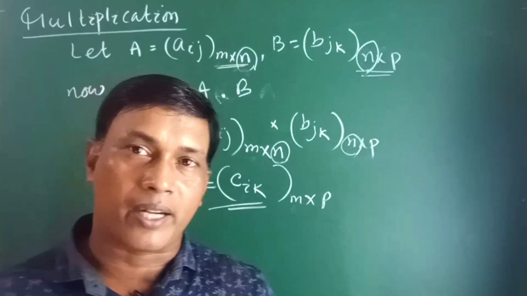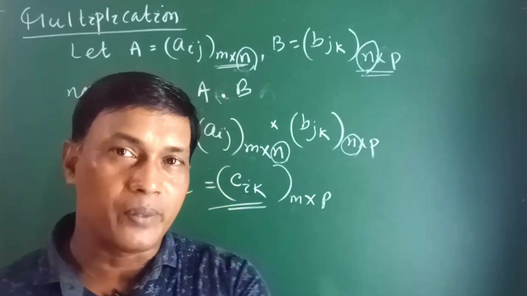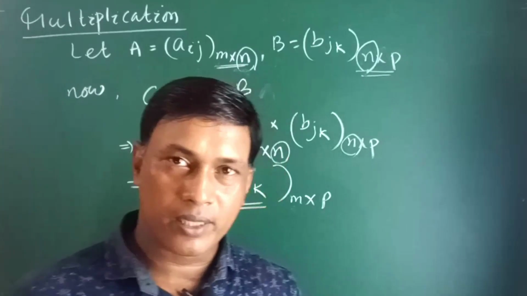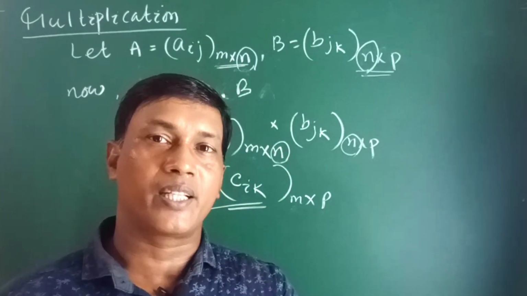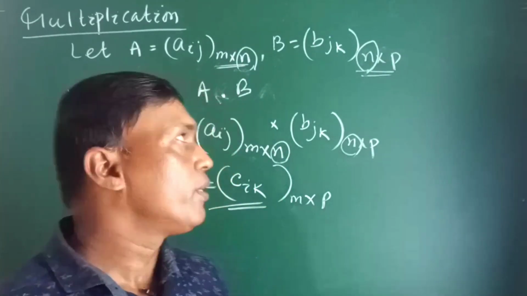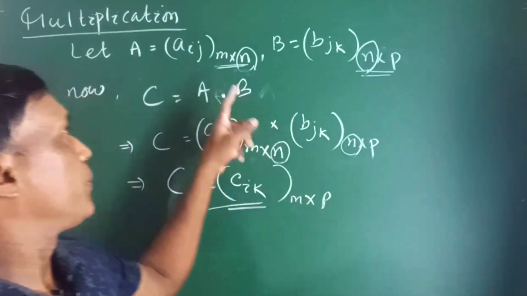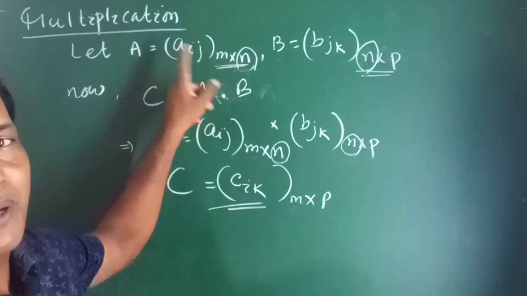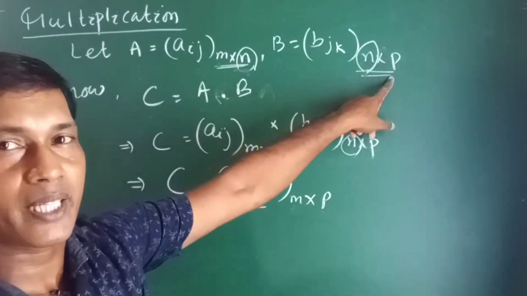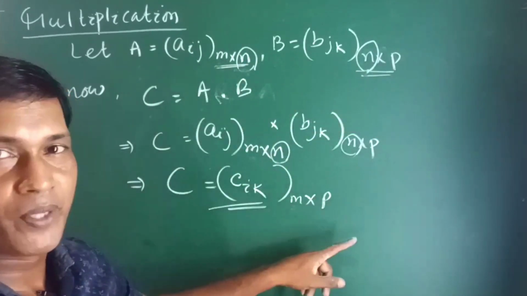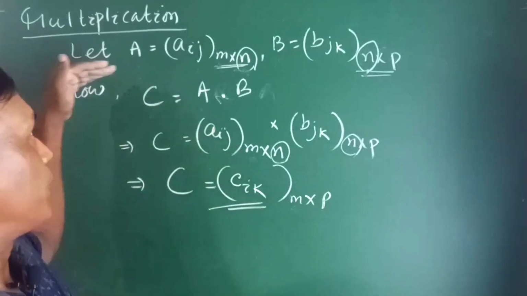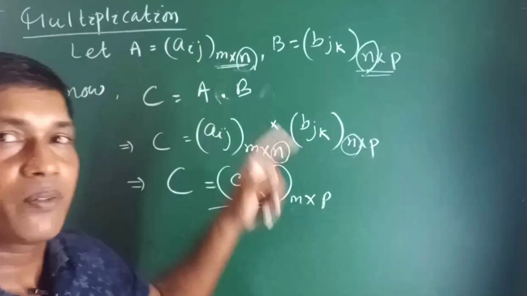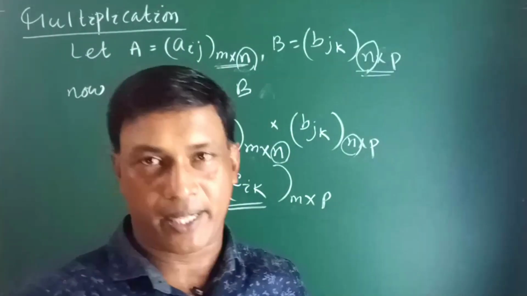So this is the element of a product matrix. Dear viewers, matrix product is possible only when the number of columns of the first matrix is equal to the number of rows of the second matrix. So the order of a product matrix is number of rows from the first matrix, number of columns from the second matrix. That means m cross p. So you have to multiply rows of first matrix with columns of second matrix.